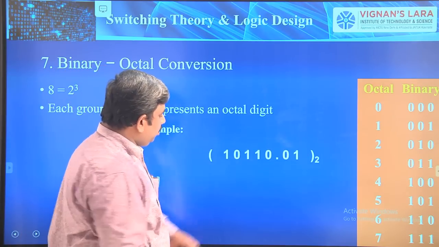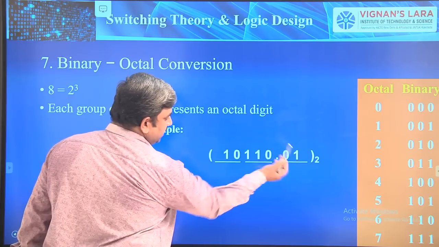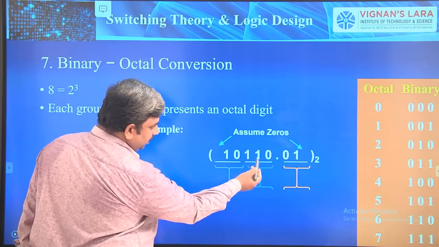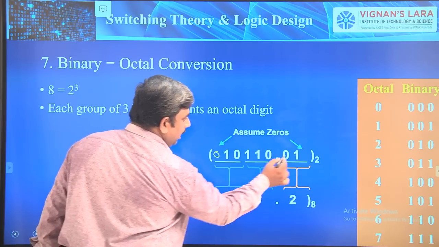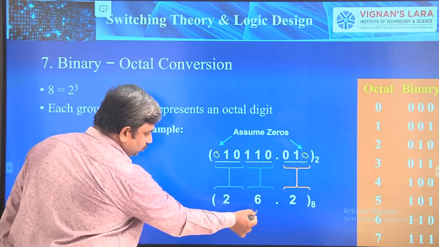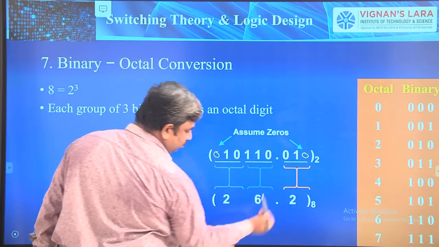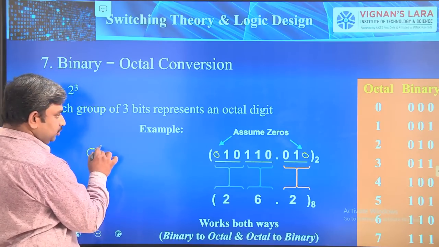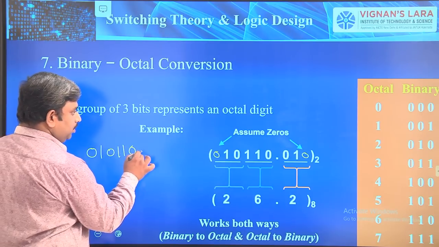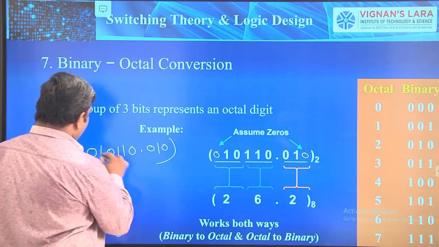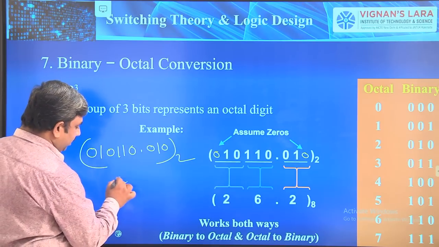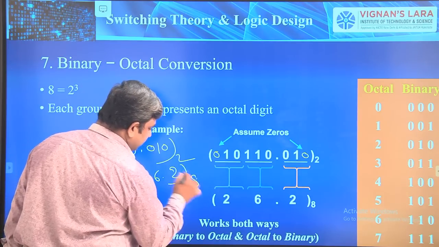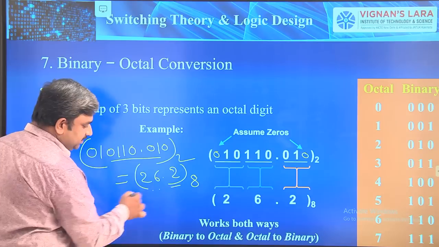Right, so now make three groups. I have made 3 groups. For these three groups, the equivalent values are: I am assuming zeros here, and this is 6, this is 2, and this equivalent value is 2. So the total final value is 26.2. That is, the given number is 10110.010 of base 2. This is the given binary number, and finally you got 26.2 of base 8. This is the given number, and this is the obtained value.